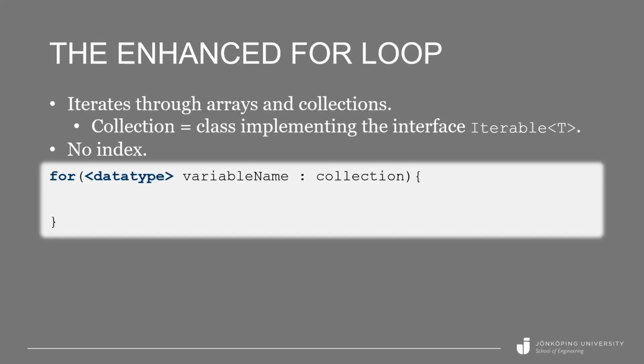The syntax for an enhanced for loop looks like this. So we write for, so it's still a for loop, but between the parentheses here, it looks a bit different. Here we write an expression that should evaluate to the array or the collection. Then we have this colon here. Then we have the iteration variable and the data type of this variable. And then we have the statements here in the body as before.